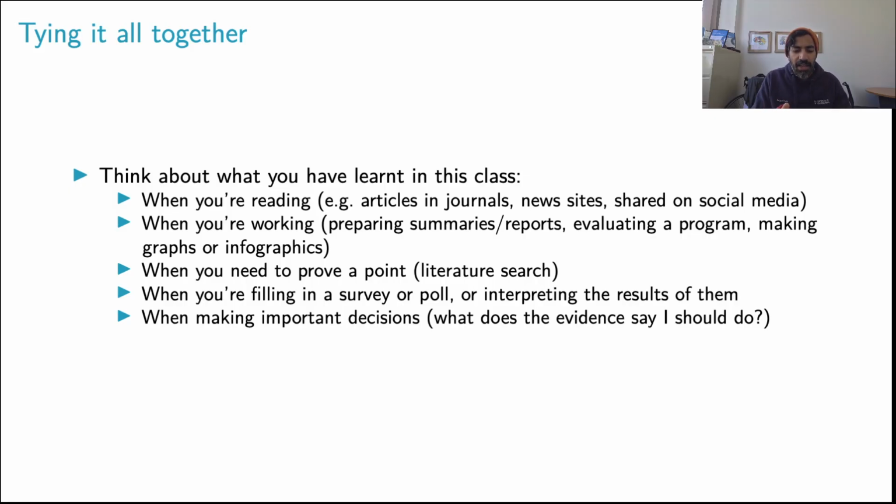Navigating the biases that can occur in the research process. And so when you're preparing summaries or reports or evaluating a program or making graphs or infographics, ask yourself, how can I make this transparent? How can I make sure that the core messages are there? Or where I'm making conclusions, I acknowledge alternative conclusions that may be the case, and provide justifications for why the conclusion is what I'm stating it to be.